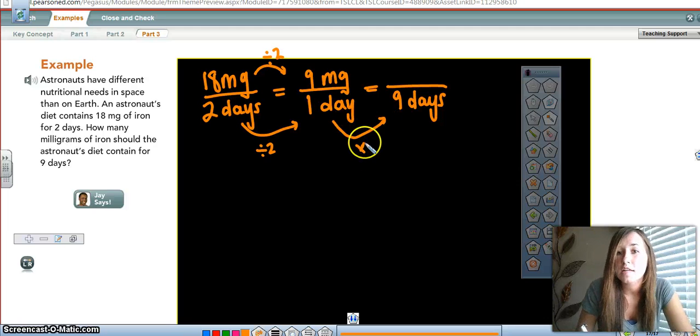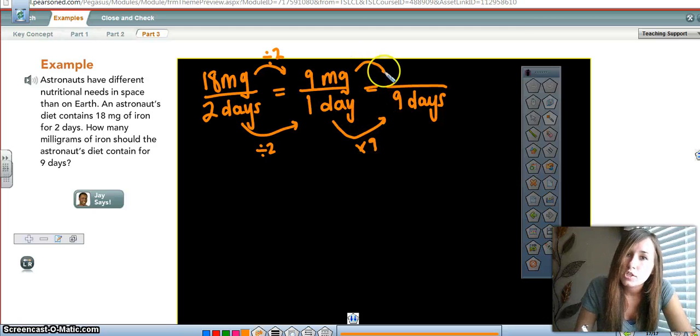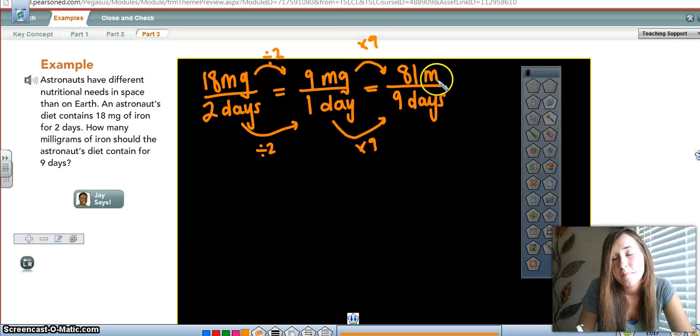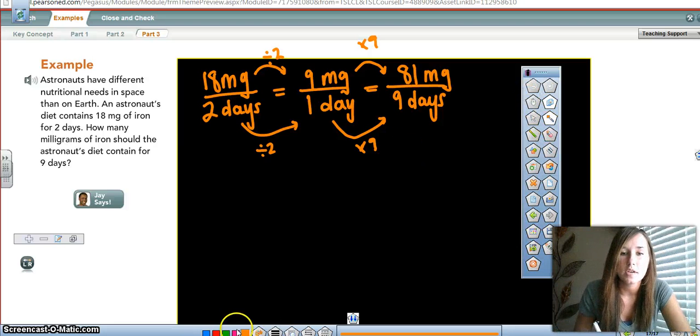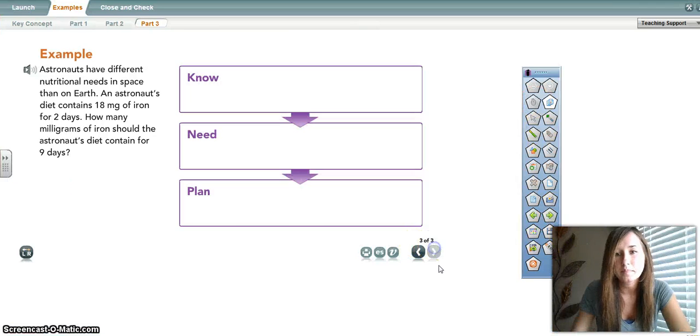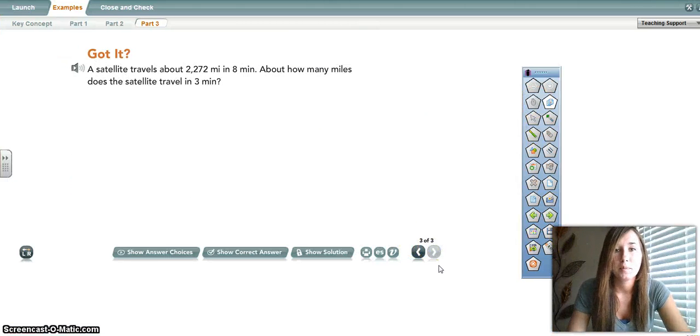Now that we have a unit rate, it's real easy to change our rate into an equivalent form of out of 9 days. So 81 milligrams will be the answer. First, we found a unit rate, and then we were able to easily use it to find out the answer to the question. Okay, one last example. Again, this one is like the previous one. So pause the video, see if you can do it by yourself, then play the video to see if you got it correct.